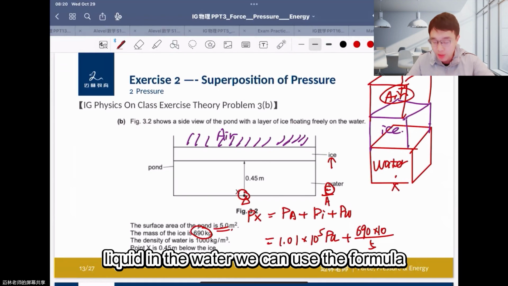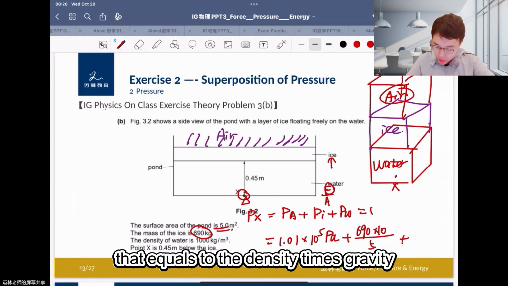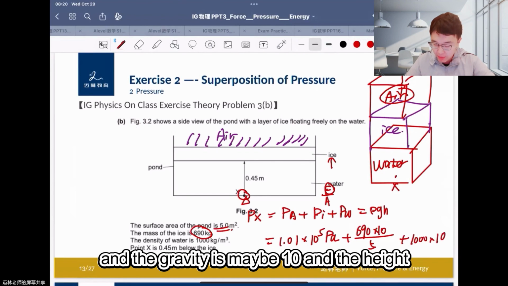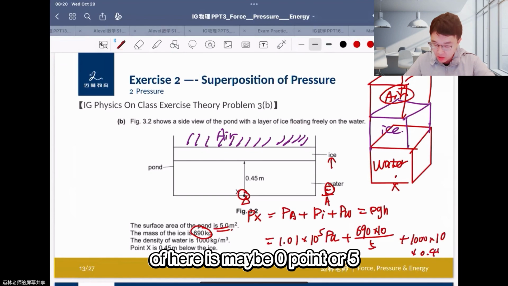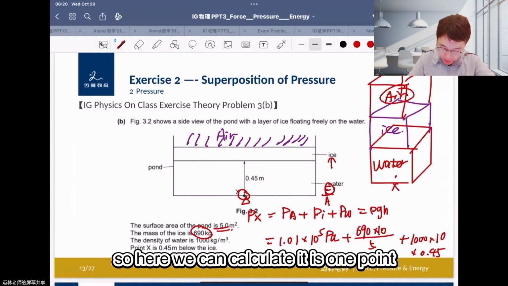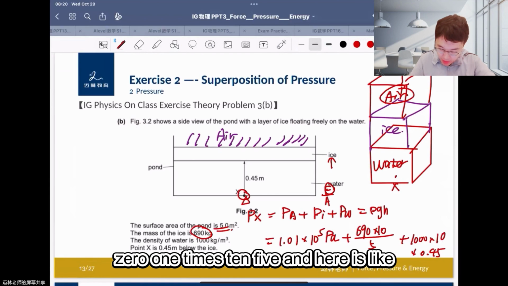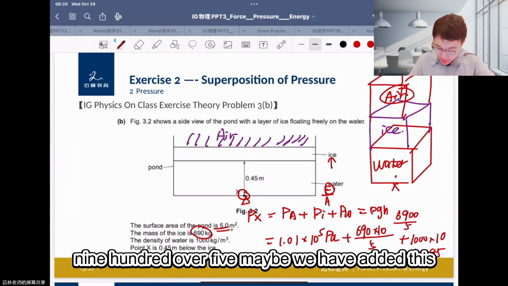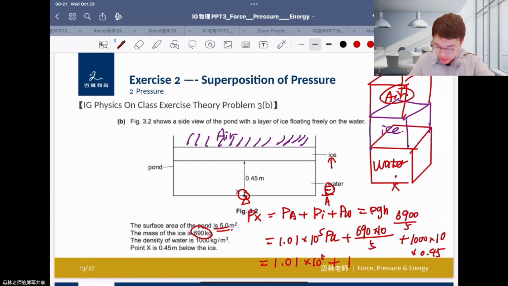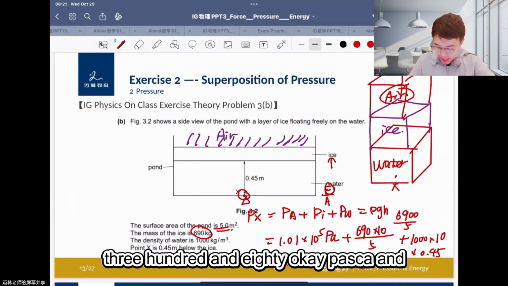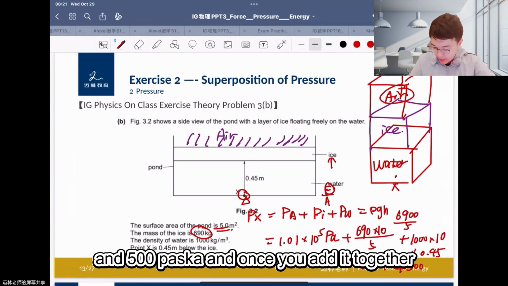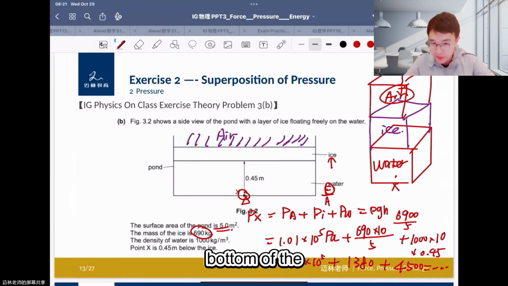And for the pressure in the liquid, in the water, we can use the formula density times gravity times height, right? The density here is 1,000, the gravity is 10, and the height here is 0.45. So here we can calculate it: it is 1.01 times 10^5, plus 6,900 over 5, which is 1,380 Pascal, and also added with 4,500 Pascal. Once you add it together, that means the total pressure at the bottom of the pond.